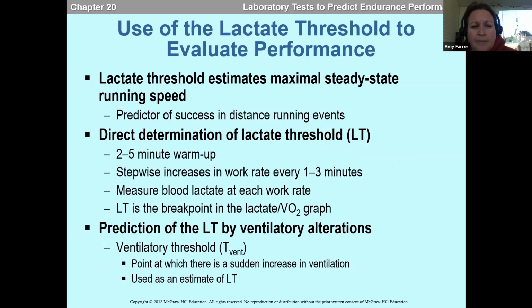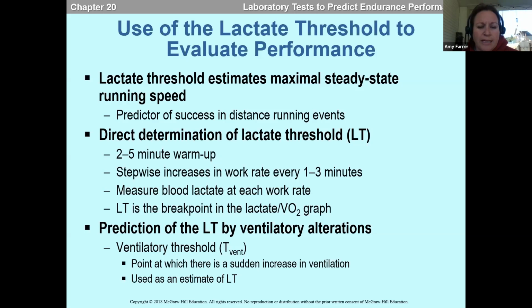Absolutely. So you're going to see a 2 to 5 minute warm up. You're going to keep seeing a bump in that work rate every 1 to 3 minutes. At every work rate, you're going to measure that blood lactate level, and then you're going to graph it out. And when you see it spike, you know you're there.